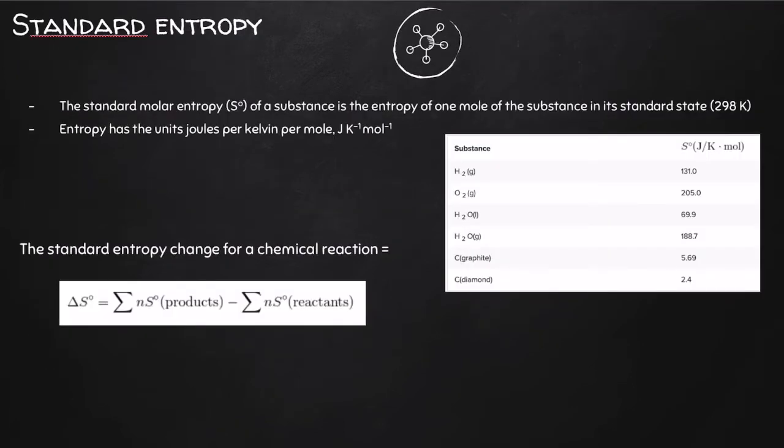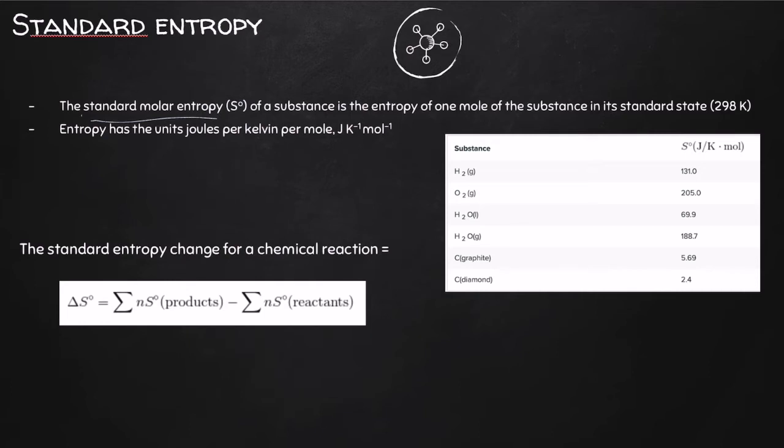So standard entropy is a value that we can put on substances to give us an indication of the level of disorder or randomness with that particular substance. The standard molar entropy, or we can just call it entropy, of a substance is the entropy or disorder of 1 mole of the substance in its standard state. Entropy has the units joules per Kelvin per mole.